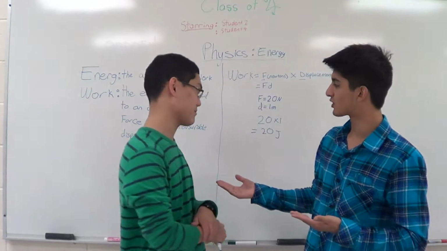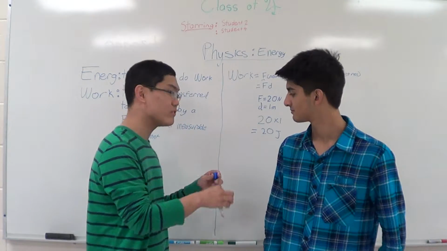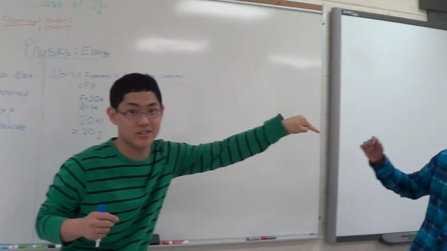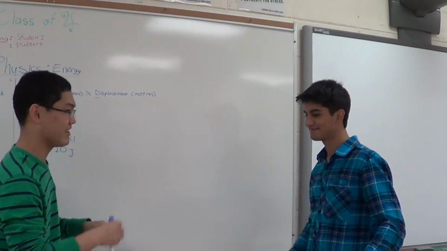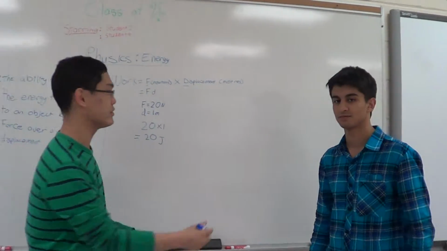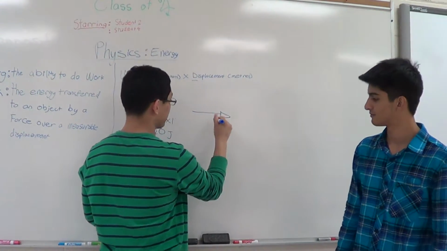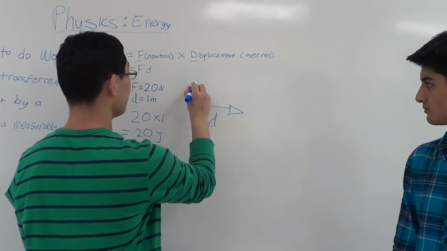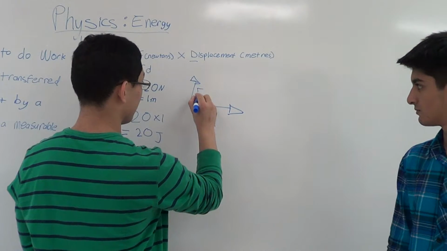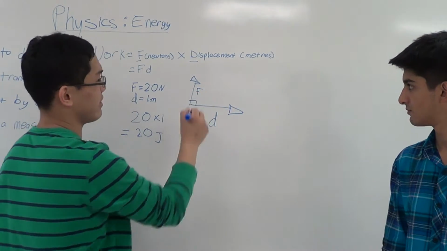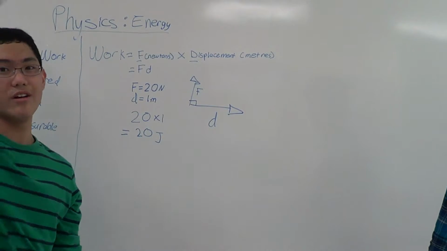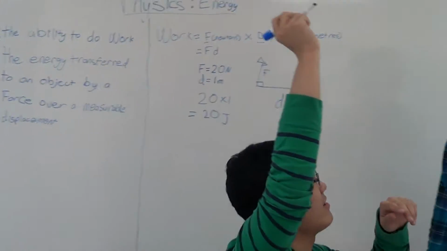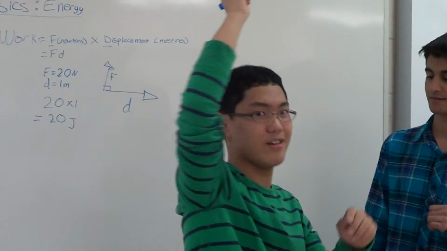Now, what about negative work, student 4? Well, let's say you have a displacement like this, and you have a force which is perpendicular to this displacement at a 90-degree angle. So, with this marker, I'm applying to it a force which moves it up, but it's moving horizontally. Zero work. No work has been done.